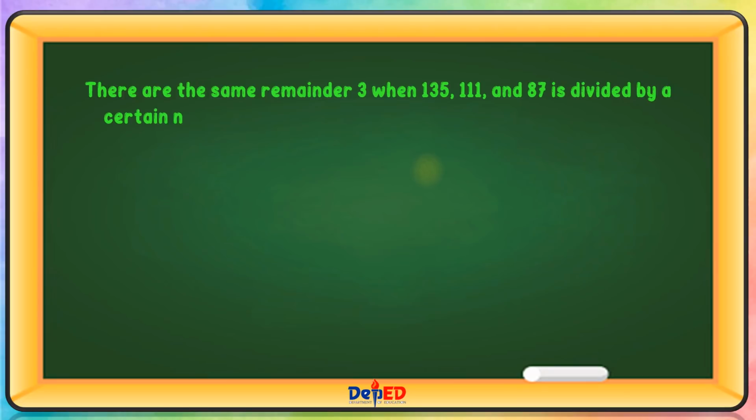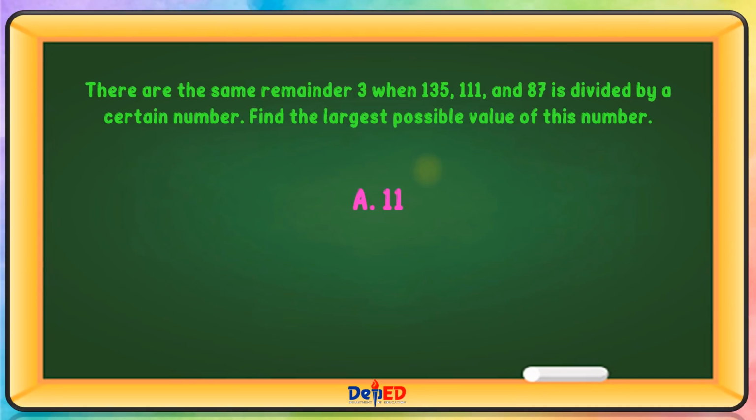There is the same remainder 3 when 135, 111, and 87 are divided by a certain number. Find the largest possible value of this number. A. 11. B. 12. C. 13. Or D. 15. The answer is B.